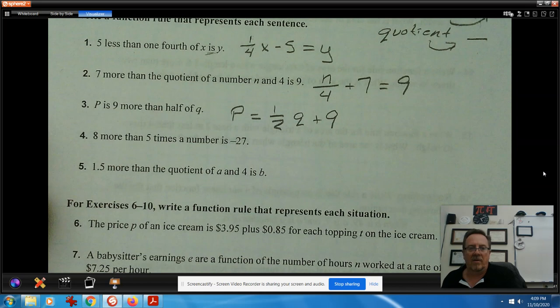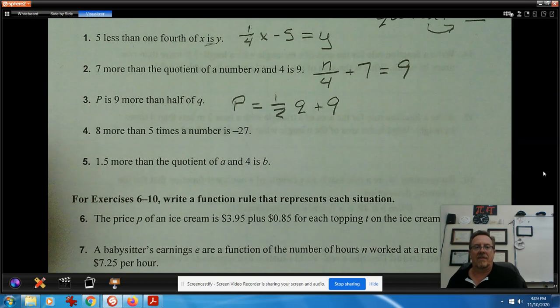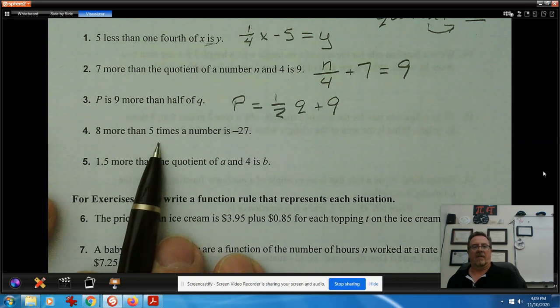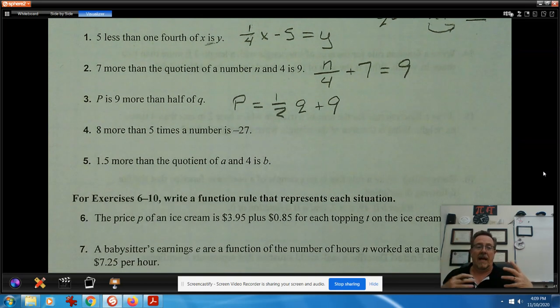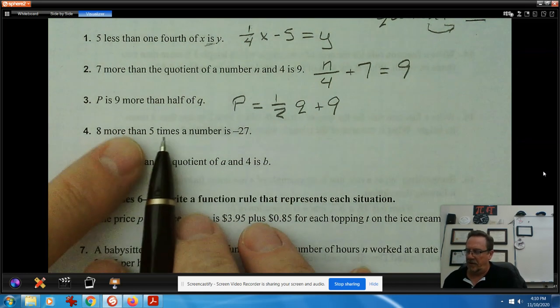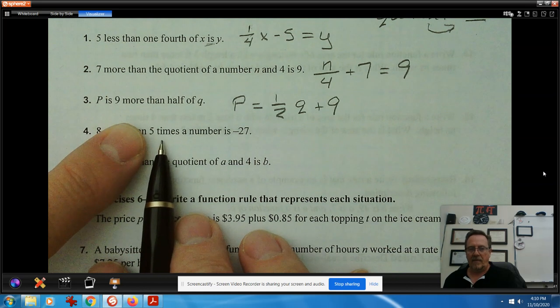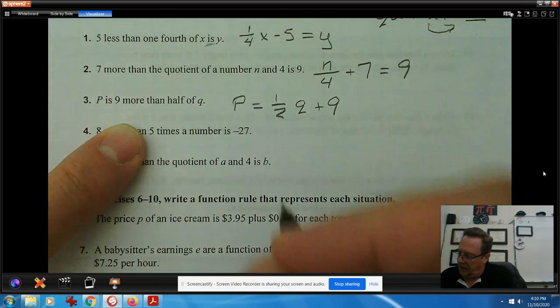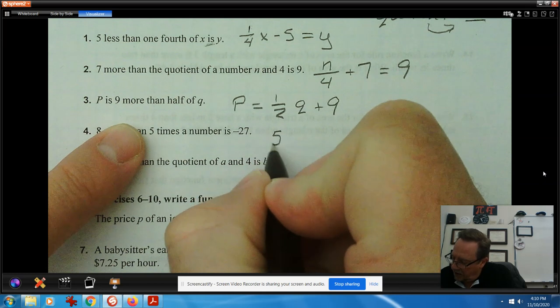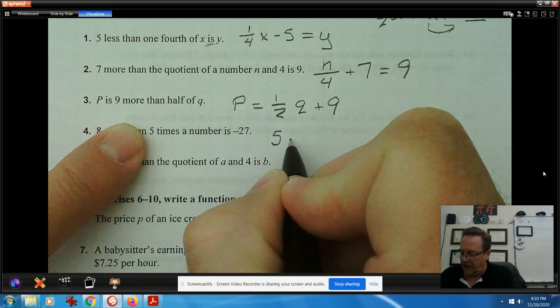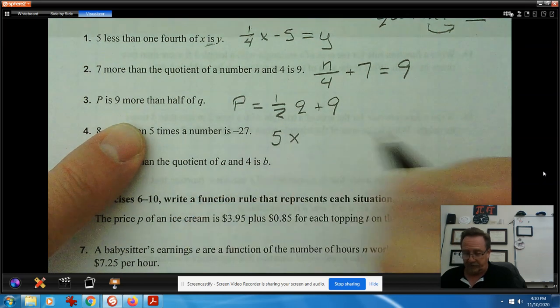Next one, 8 more than 5 times a number is negative 27. Well, what are we going to do with 8 more than 5 times, right? Well, that means I'm going to add 8 at some point. Let's look at the other piece, though. It says 5 times a number. How do I represent 5 times a number? Hopefully, we can say like 5x.